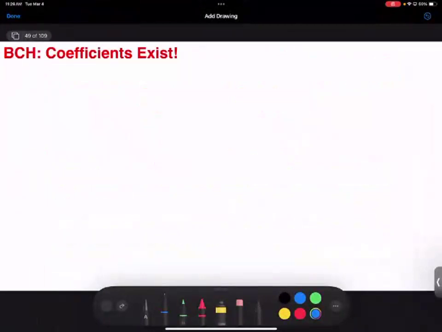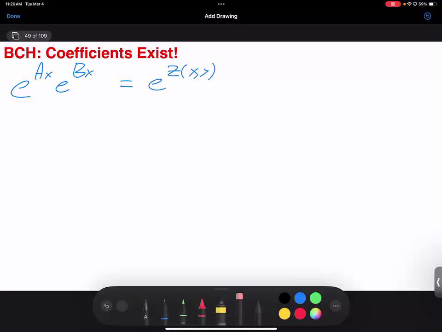So the first is, we talked about the beautiful Baker-Campbell-Hausdorff formula and whether the coefficients exist. We said, let's look at e to the ax, e to the bx, e to the c of xy. And the question was, will there be some answer for c that works?